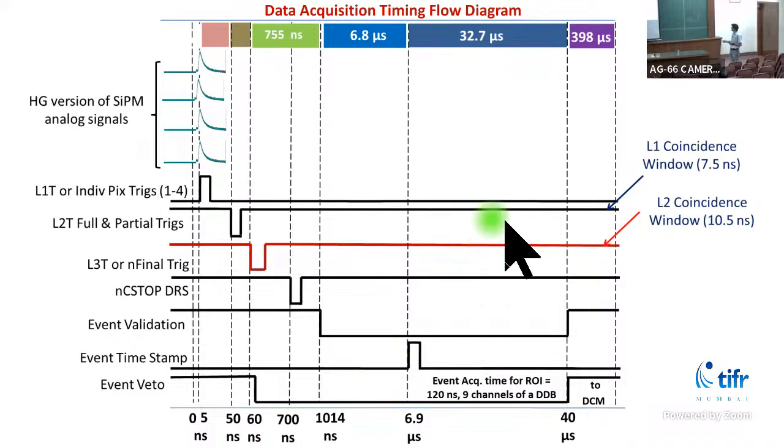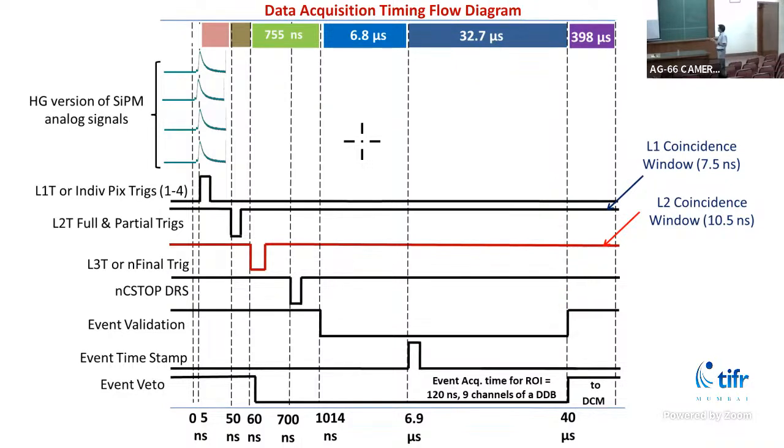And if, in the beginning, we are recording the full ROI, then this dead time will increase. But up to about 7 microseconds is always taken for any event. So that 398 microseconds doesn't get included in the dead time. That is just digitization time. This 390 microseconds for one DRS is not adding up to your dead time.